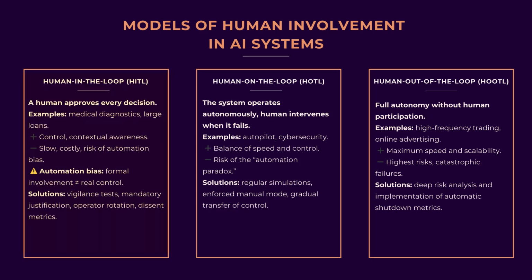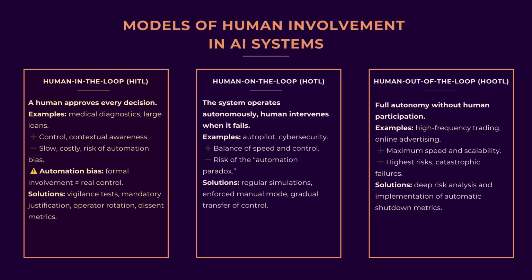Human in the loop. In this model, a human actively participates in every decision. The AI system generates a recommendation, the human operator makes the final decision. Examples include medical diagnosis or approval of large loans. The main advantages here are a high level of control and the ability to consider context. However, on the downside, we're looking at reduced speed, higher costs, and the risk of automation bias, where people begin to agree with the machine by default.